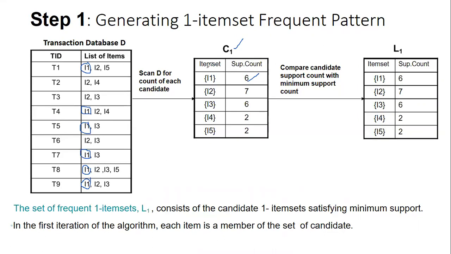These are the candidates. So what we have to do next, we have to find the frequent item set from the candidate item set. How can we find the frequent item set? By comparing the candidate support with the minimum support count. What is the minimum support count given? You remember? In the question it was given, it is 2. So minimum support is 2.